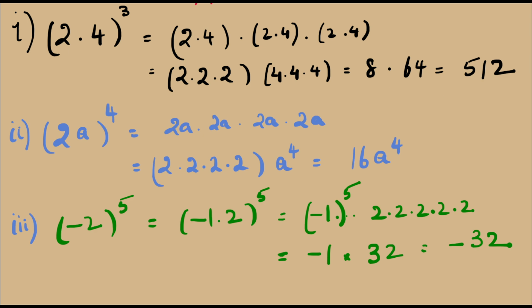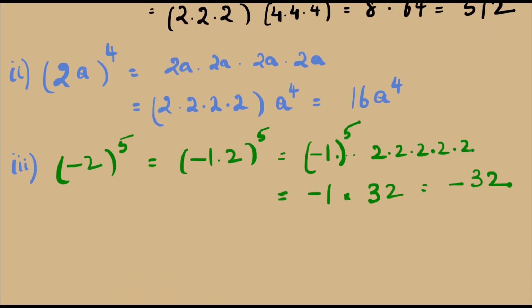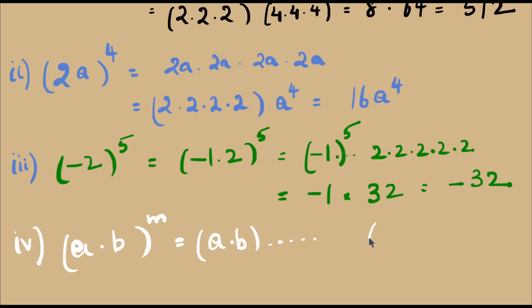Now I think it's time for generalization. So let's consider a general random number as the fourth example. Let the fourth one be A times B raised to the power M. So as before, it is A times B multiplied by itself M number of times.